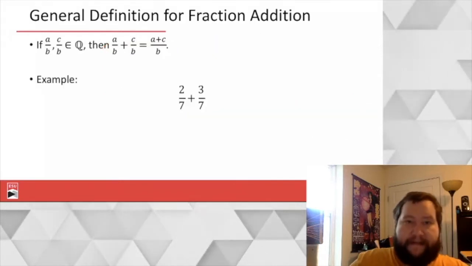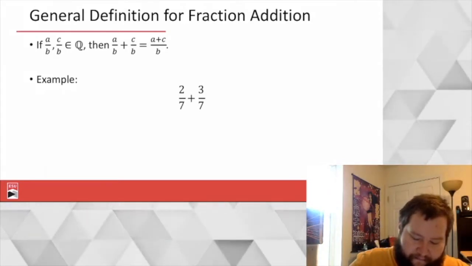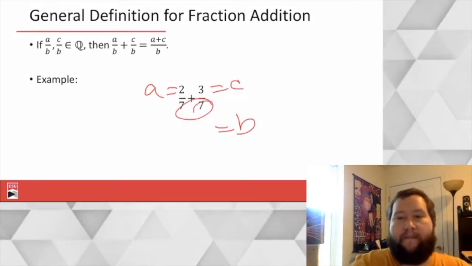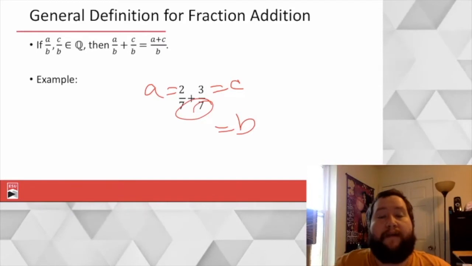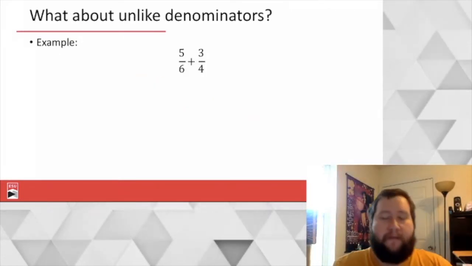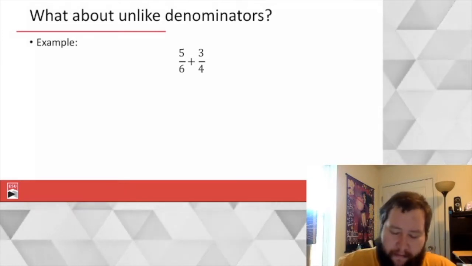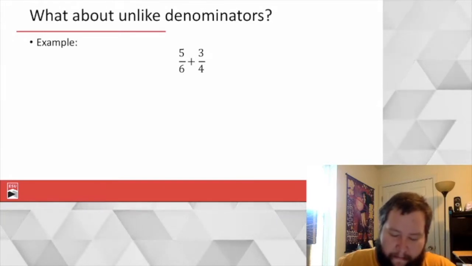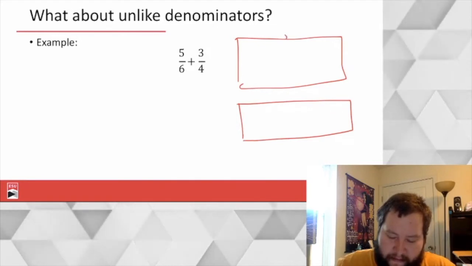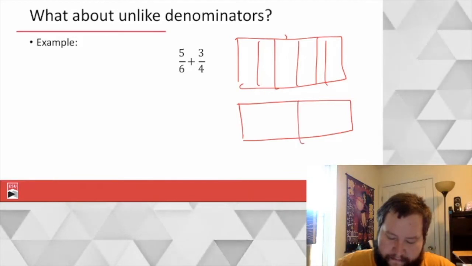So 2/7 plus 3/7, I just said if a is 2, c is 3, and b is 7, what we're left with is 5/7. But what happens when we don't have common denominators? What if our whole, because what this shows us is we have a whole, actually we have 2 of them. One of them is split into 6, so we'll do thirds and then half. And the other's in quarters.